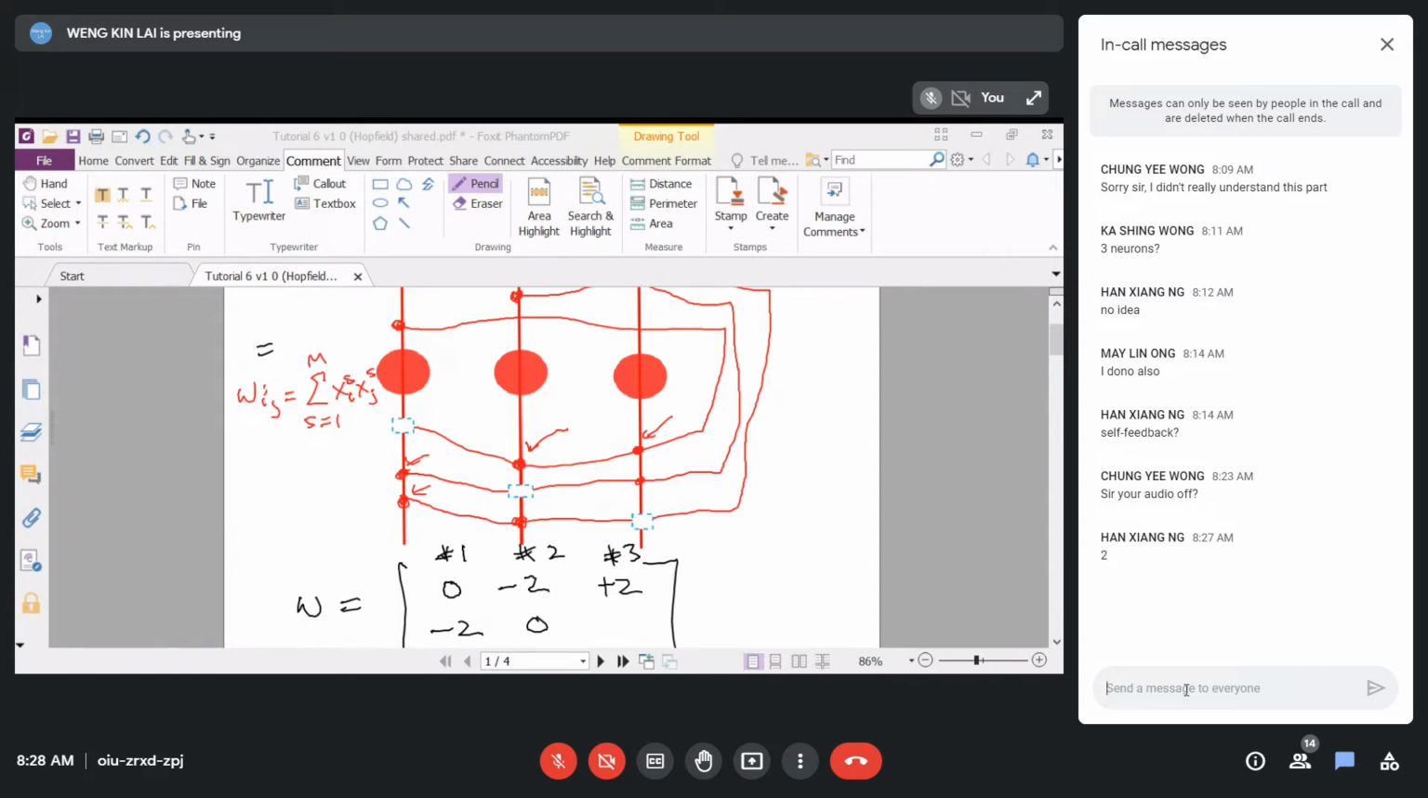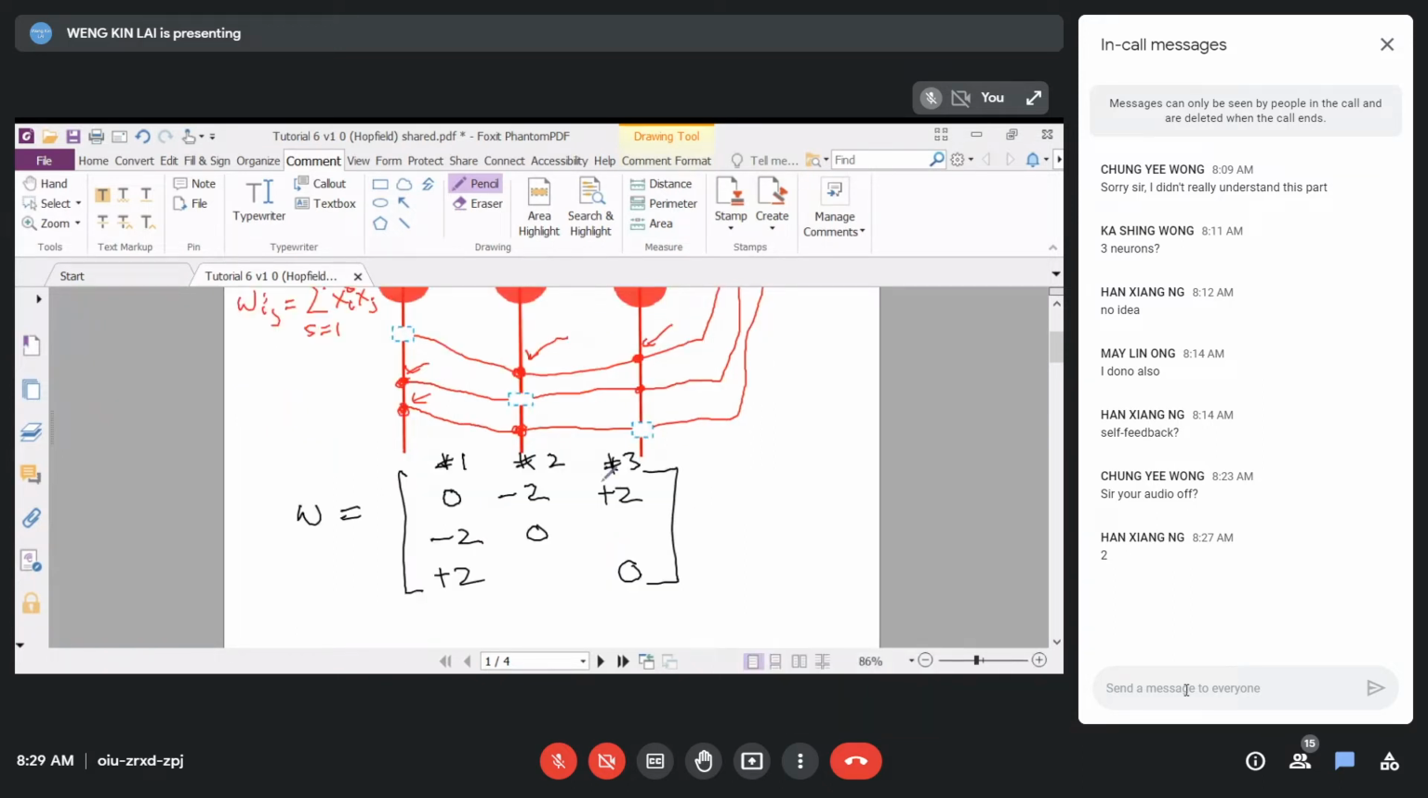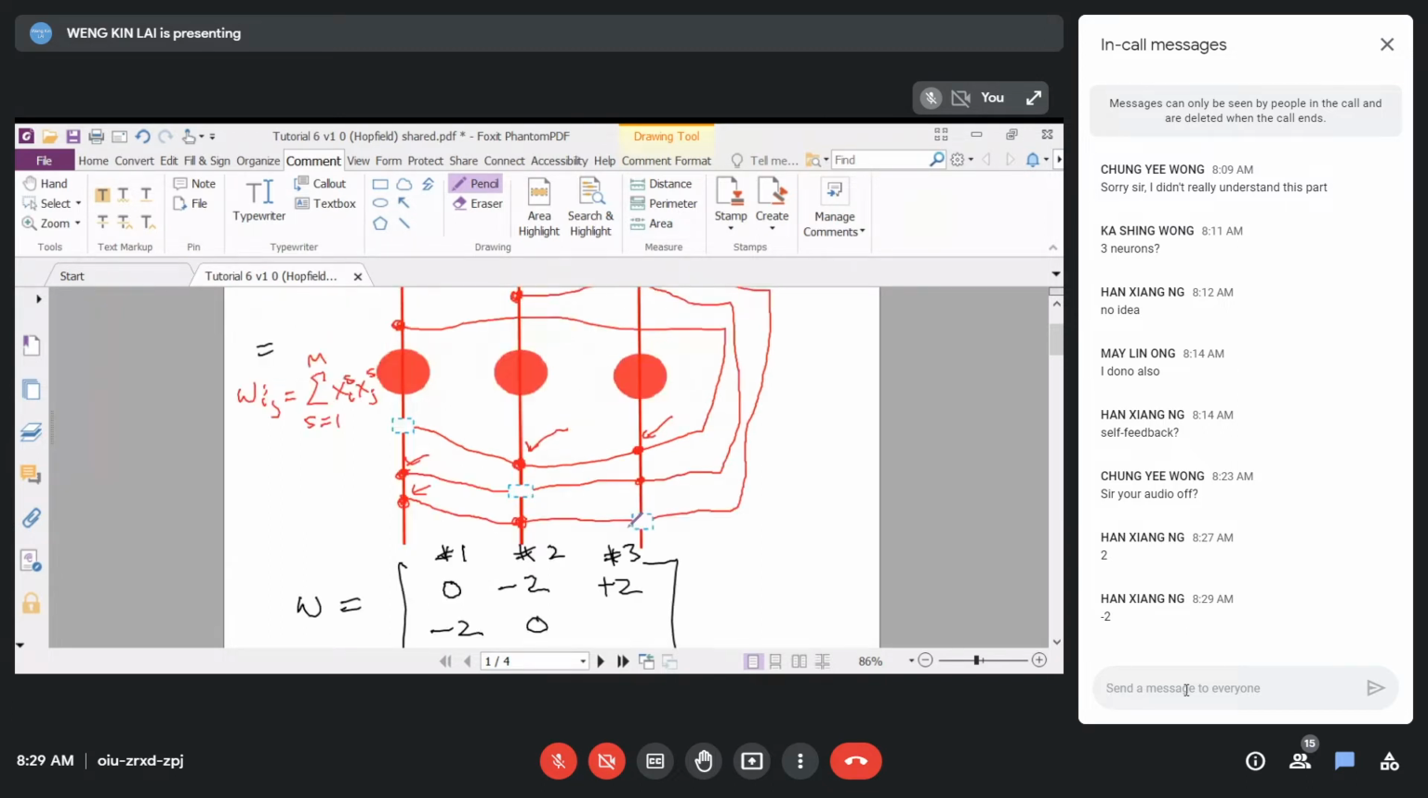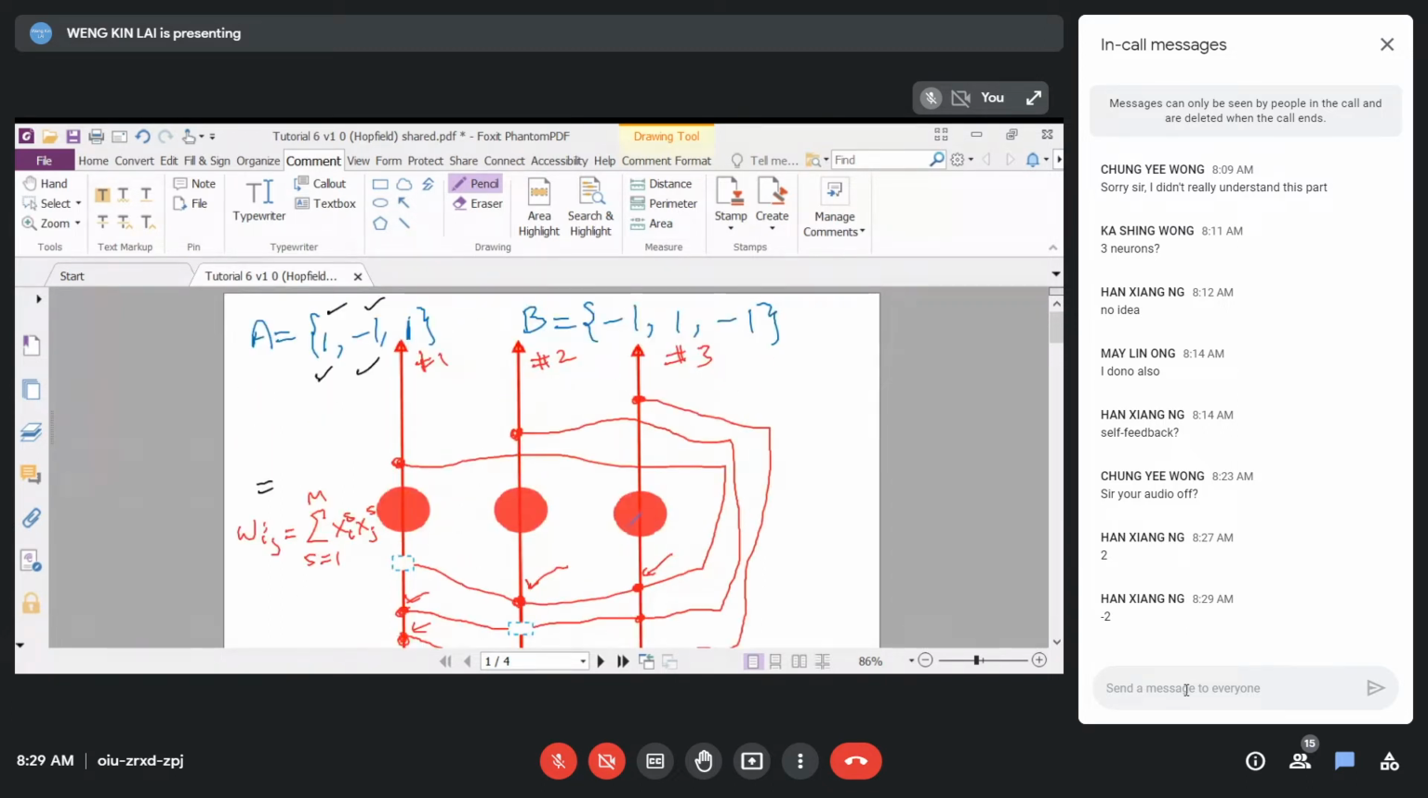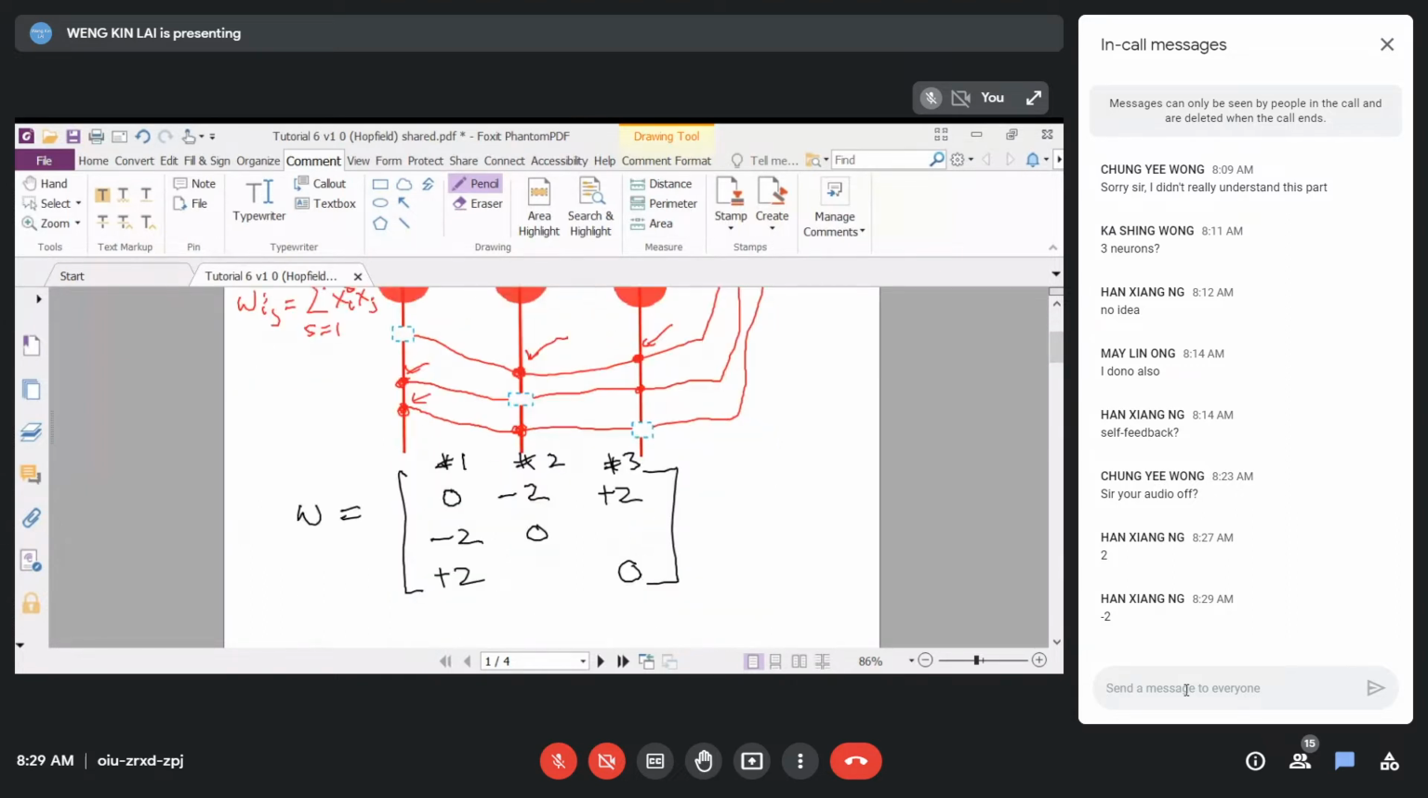Yan Chang, want to try? Sorry, is it Yan Chang just now, or is it Ang Xiong just now? Yan Chang, want to try? The 2, 3, the weights for 2, 3. This one here. 2, 3, 2, 3. Okay, sorry, my screen is small. So I thought it's plus, so it's correct.